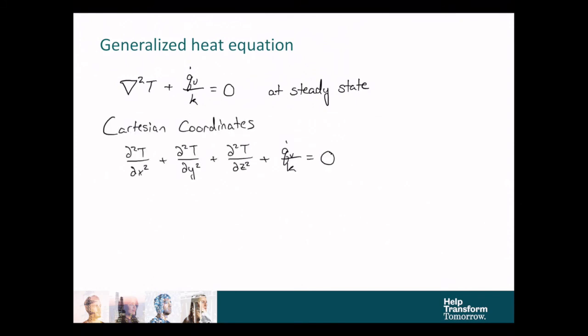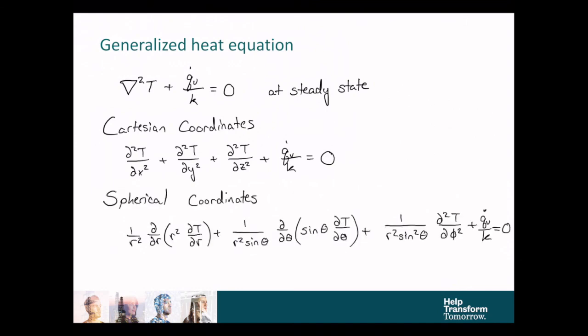For Cartesian coordinates, our Laplacian just looks like d squared T dx squared plus so on and so forth for each of the coordinates plus the generation term. So that's quite straightforward. It gets way messier in spherical coordinates if you've got heat transfer in all directions. It's rare that in a general unit operation you would have this complicated an expression for heat transfer, but if you did, you'd know how to deal with it.